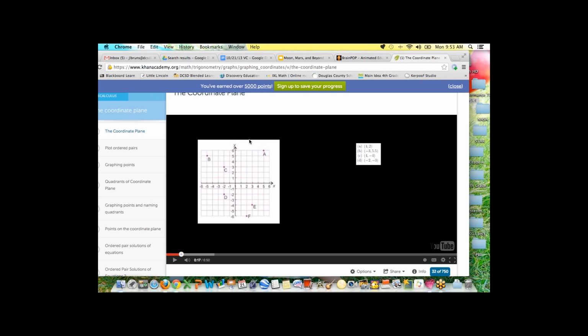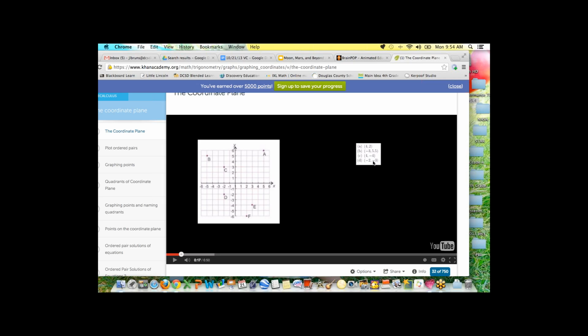Okay. Now, this point, point A and point B and point C, those are called ordered pairs. You can see over here, do you see how they're showing A and it says 4, comma 2? Well, what they did is they went over 4. See how I'm going over 4 and up 2.